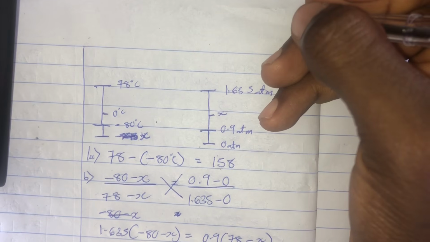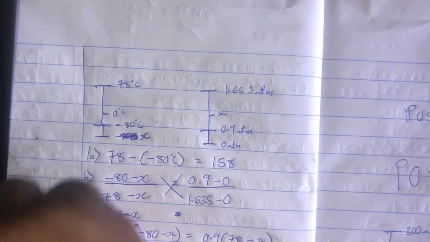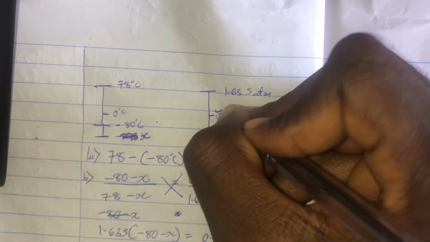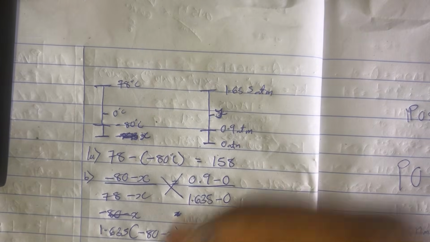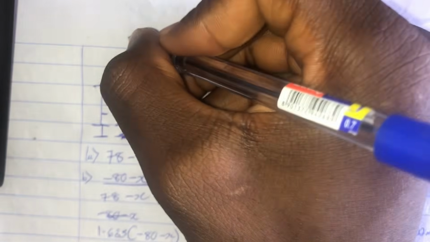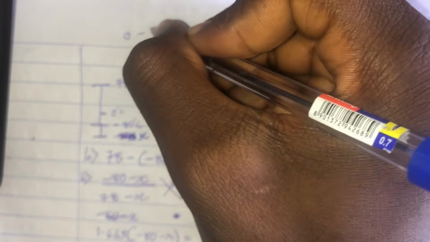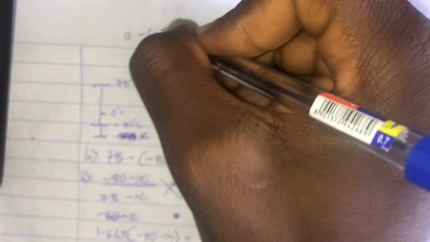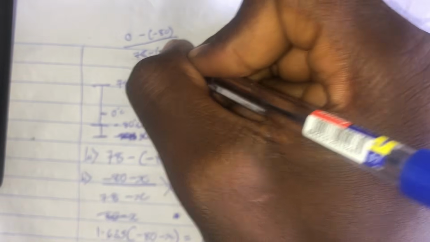So what is the freezing point of water? Let's call this y because we used x. So let's just call this y. So we can just say 0 minus 80 over 78 minus minus 80.